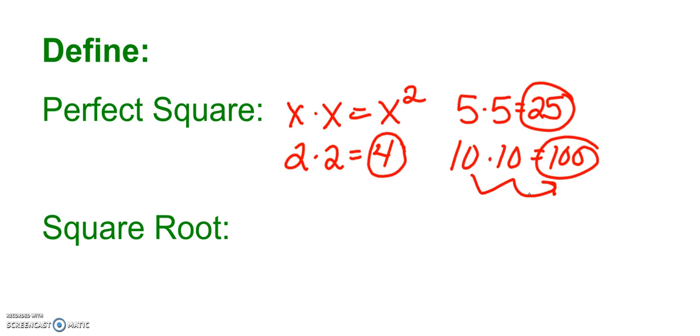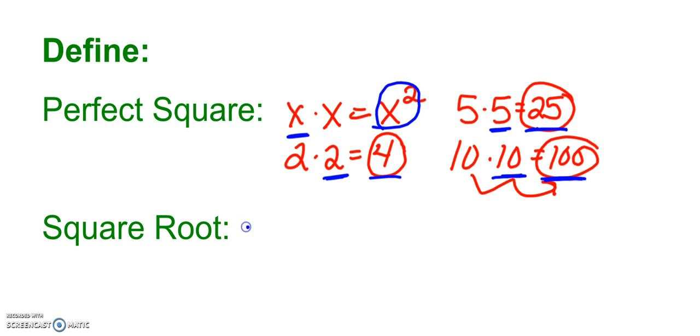The square root is the number that we times by itself. For example, in the first example, x squared is your perfect square, x is your square root. 4 is the perfect square, 2 is the square root of 4. 25 is the perfect square, 5 is the square root of 25, and 100 is the perfect square, 10 is the square root of 100.